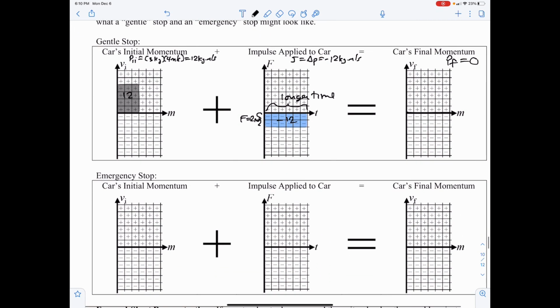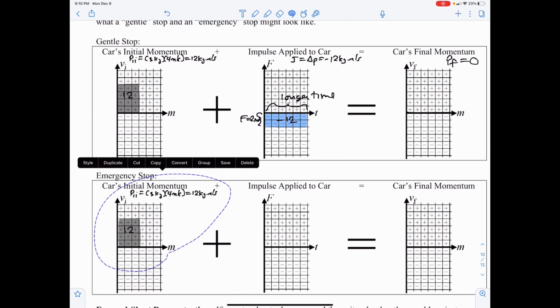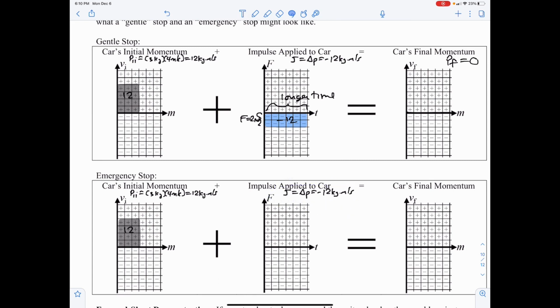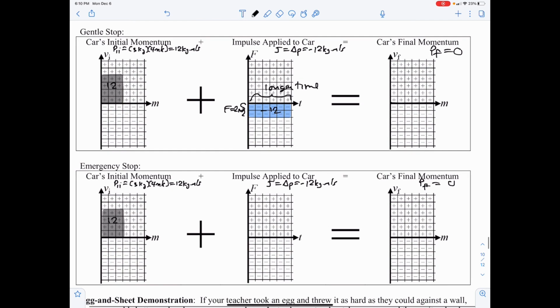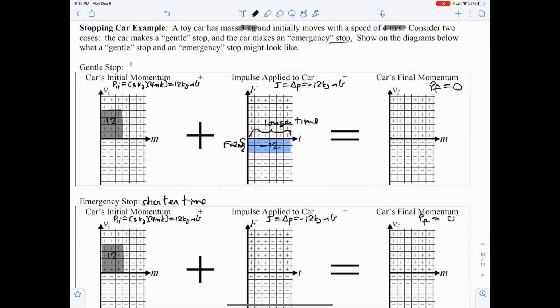Now, the emergency stop is quite similar. You start off with the same initial values right here, and you still need an impulse of negative 12 to bring the final momentum down to 0. So not much is changing, but what is going to change is an emergency stop is taking place under a shorter time. So shorter time interval, gentle stop, longer time interval.